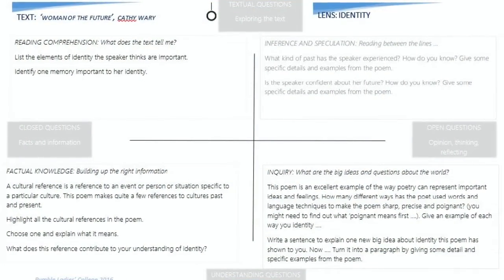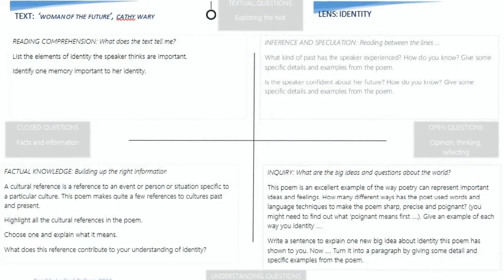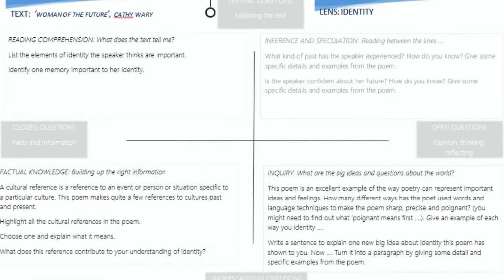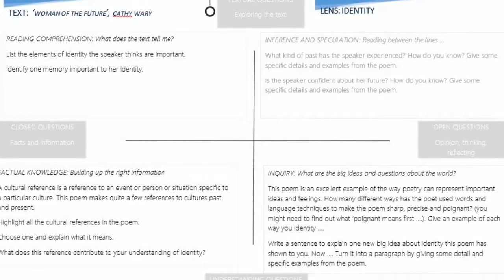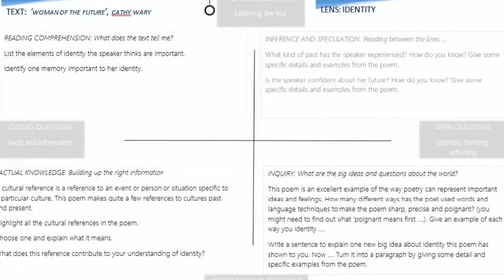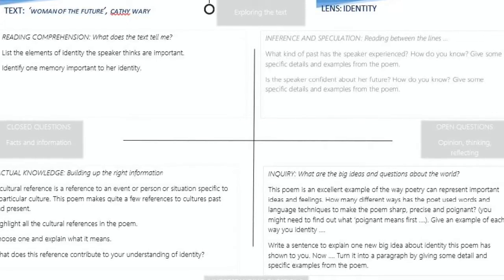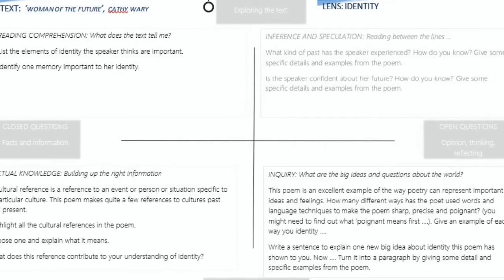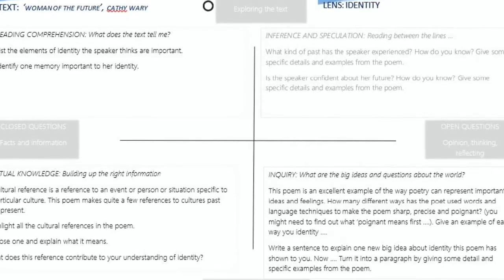This is an example of one that I've used with year 7. So starting in the top left, we've got the literal comprehension questions. So there are questions like who is the main character, what happens, when does it happen. These are closed questions, and it's easy for the girls to extract the answers to these questions from the text.